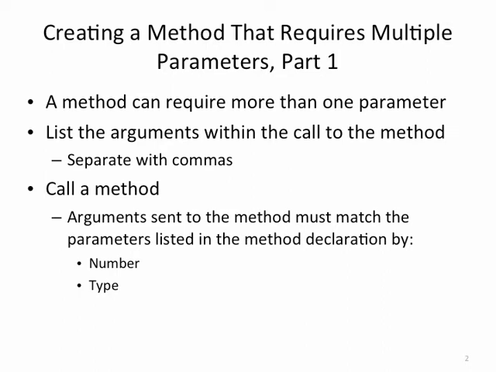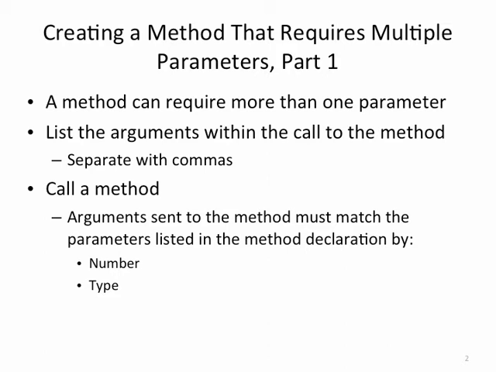We list the arguments, and you may have heard me use the term argument and parameter interchangeably. Technically, when we call the method, it's the argument list. When we receive the information in the method header, that's called the parameter list, but frequently people use those terms interchangeably. So we list the arguments within the call separated by commas, and we list the parameters in the method header, again separated by commas, with data type and name, all separated by commas.